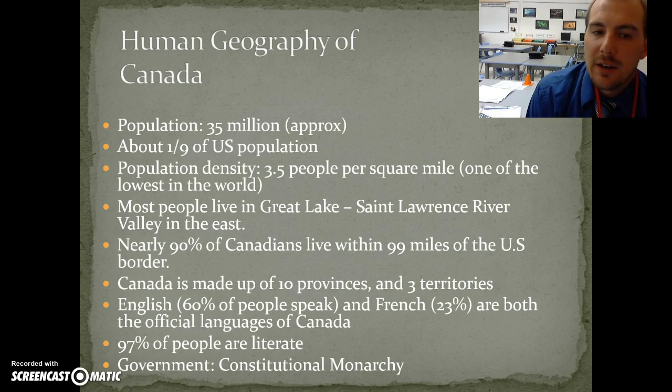Okay, Canada is made up of 10 provinces and 3 territories, which we're going to talk about. They don't use the word states. However, their provinces and territories are similar to the way that we consider our states. All right. 60% of people speak English and about 23% speak French. And what's unique about Canada is both those languages are official languages. 97% of people in Canada are literate, meaning they can read and write, and their government is a constitutional monarchy.